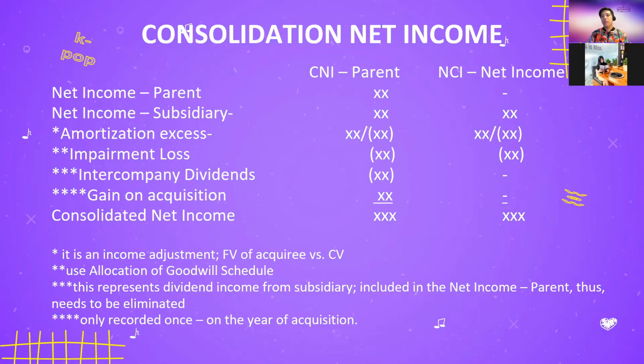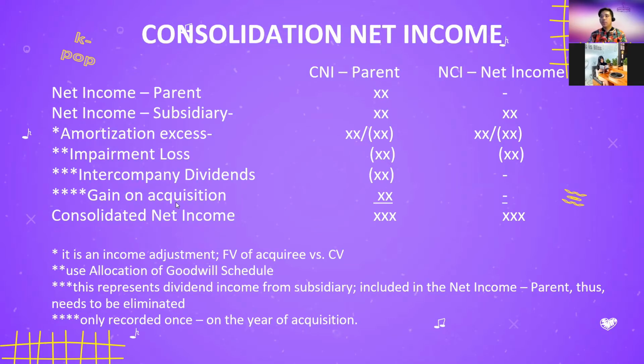So si Company P naman, i-record niya sa sarili niyang libro. It's debit cash, kung magbawa cash dividend, credit dividend income. So therefore, that dividend income is already part of this net income parent. Kasi nga itong net income parent, sabi natin kanina, this is from the separate operation of the parent. So para hindi ma-double take up, we have to deduct it. Okay. Next, gain on acquisition.